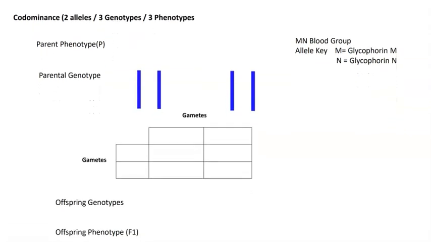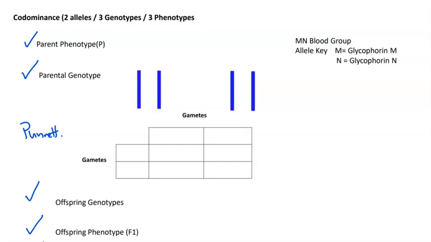So we follow the same pattern. We're going to write out our parental phenotype, then our parental genotype. We will use the Punnett square to work out the offspring genotypes. We will then record those and their ratio, and then we will state the phenotypic ratio at the end of the first generation.